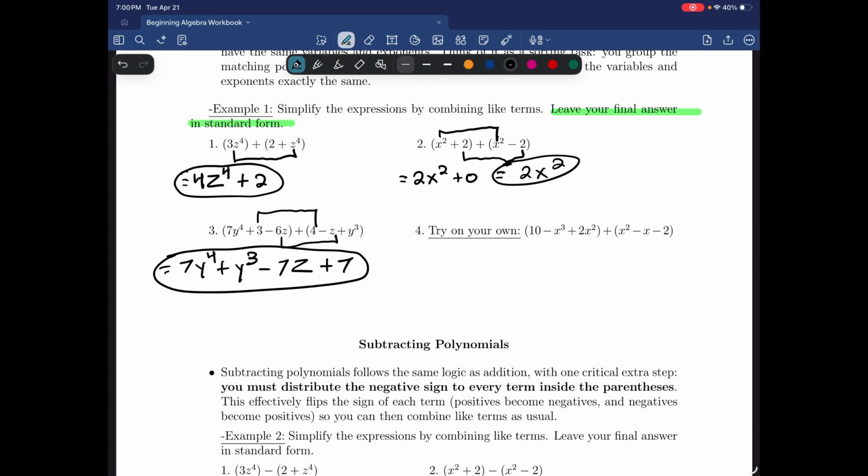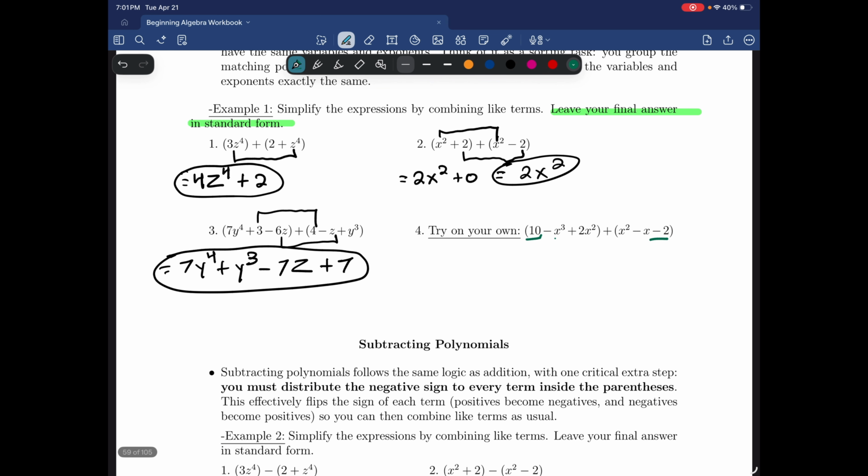Now, taking a look at our final example, I encourage you to pause the video and try this one on your own, and then let's go through this together. The first thing I want to do is identify our like terms. We have a 10 here and a negative 2 here. Because they're both constants, meaning they don't have any variables, they're like terms, so we're going to combine those.